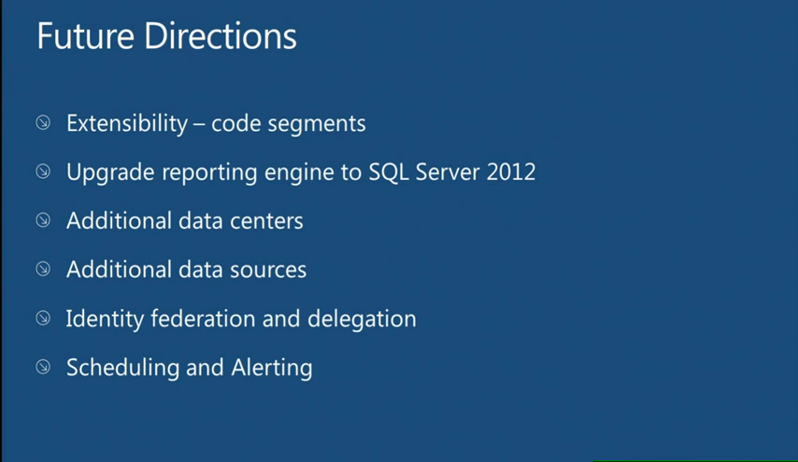The engine that we use now as the basis for the porting was the 2008 R2 version of reporting services. We need to move it to the SQL Server 2012 version. We have 6 data centers, as I mentioned, 2 in the US, 2 in Europe, and 2 in Asia Pacific. Based on usage and growth and so on, we would like to add more data centers. And we were thinking about additional data sources.